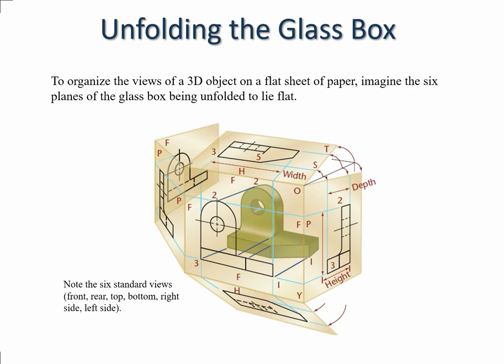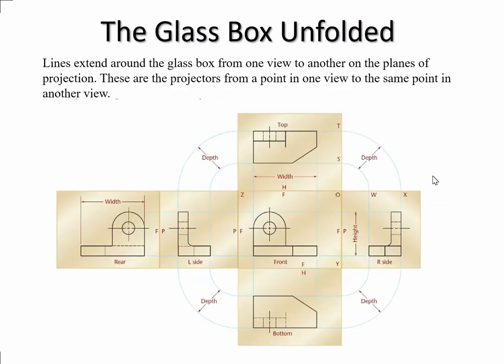And then, after getting the projections, as you see here, try to unfold the box. So these are the folding lines. This is a folding line. This is a folding line. This is a folding line. And this is a folding line. And this is a folding line. Just unfold the box to get the 2D representation.